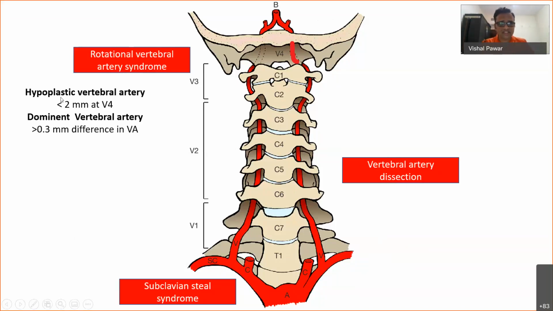Hypoplastic is nothing but if the diameter is less than 2 millimeters at the V4 segment, and dominant vertebral artery is nothing but more than 0.3 millimeter difference in vertebral artery. Usually there is one vertebral artery which is dominant, but the other side may or may not be hypoplastic, depending on the diameter at V4.